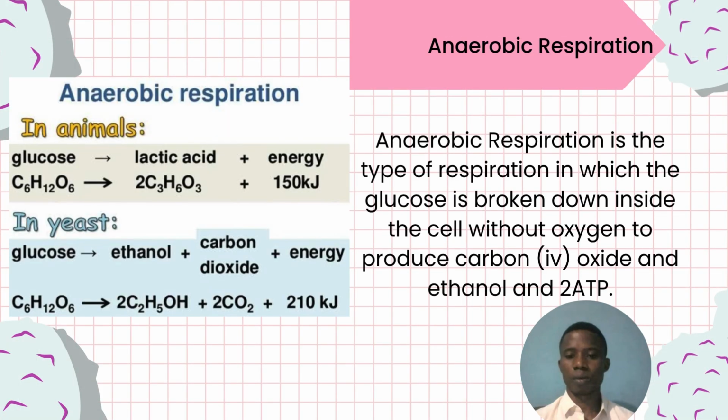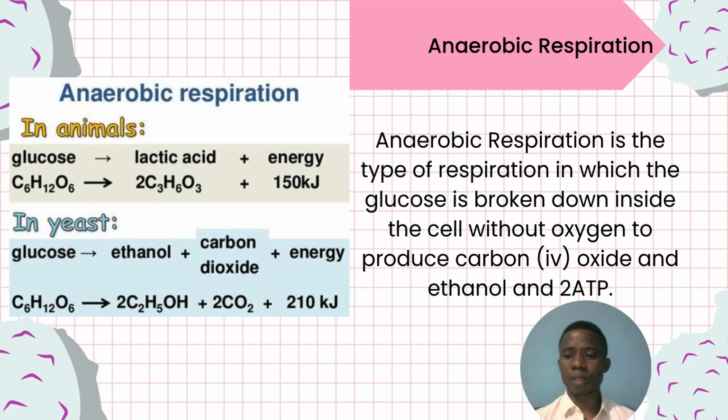Now, the second part we shall be looking at is anaerobic respiration. Anaerobic respiration is a type of respiration in which glucose is broken down inside the cell without oxygen to produce carbon dioxide and ethanol and 2 ATP. As you can see in the picture, this is anaerobic respiration in animals and in yeast. Now, let's take it one after the other.